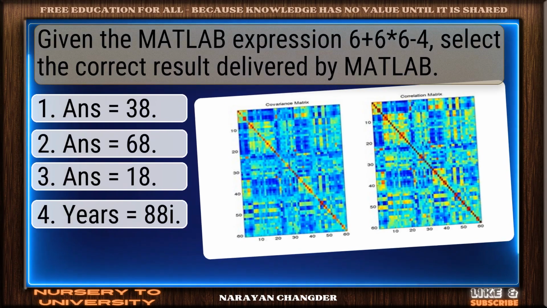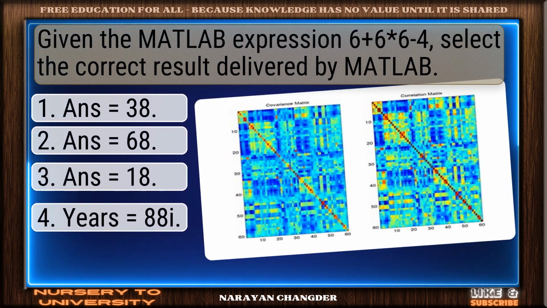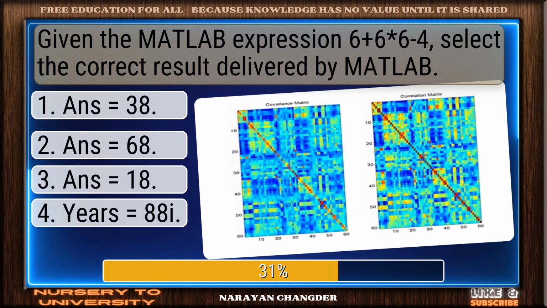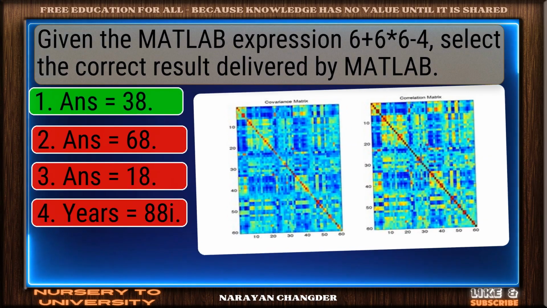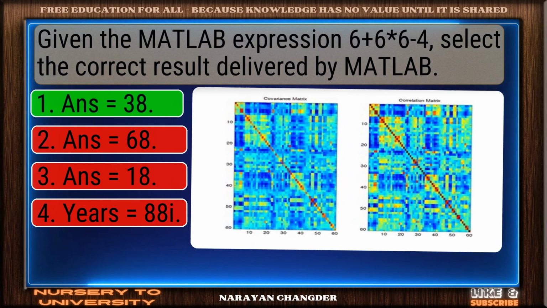Question number 17. Given the Matlab expression 6 plus 6 is 64, select the correct result delivered by Matlab. Smart pick. And equal to 38 is the correct choice.